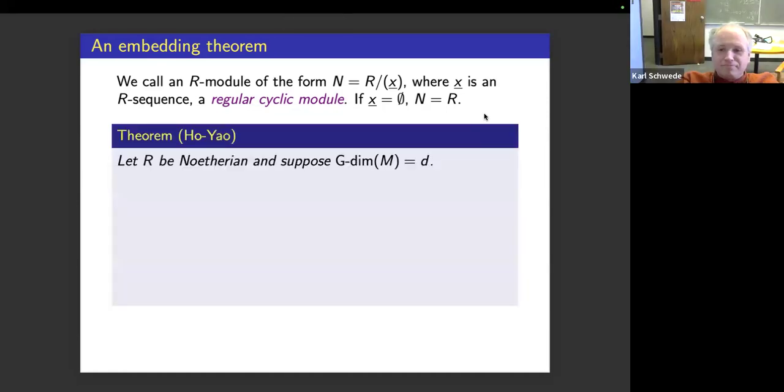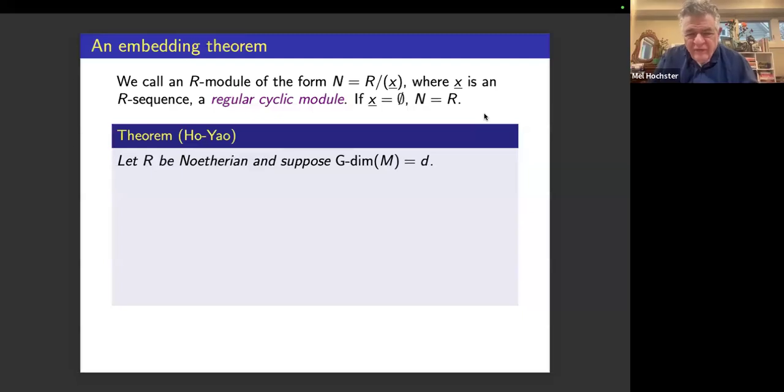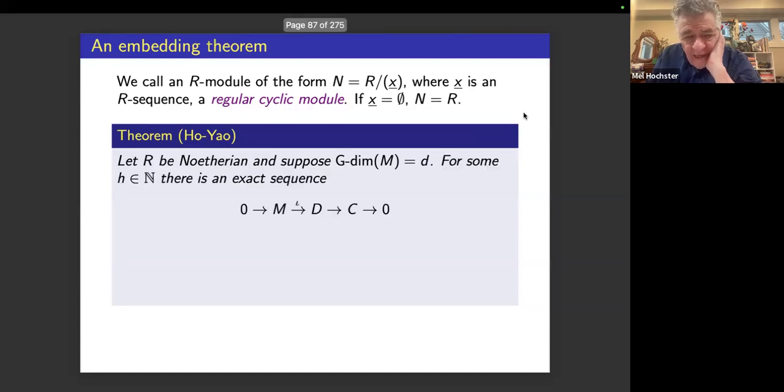Anyway, here's the theorem. We've had this theorem for quite a long time and posted it without actually publishing it, but we are getting it ready to publish now. It's been up, not on the archive, but on my webpage for quite a long time. So let R be Noetherian and assume that M has finite G dimension, D. Then there's an integer H, and there's an exact sequence.